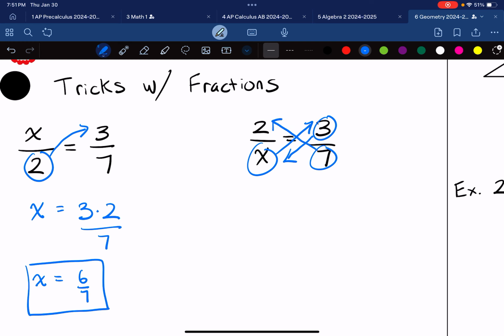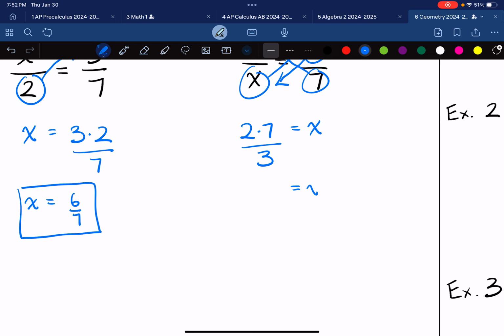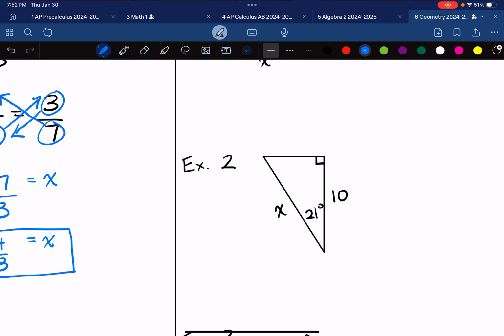I realize this is a lot of arrows, but I can see very clearly that x is going to be in the top right, and then I'm going to have a 2 and a 7 in the top left. So it's going to be 2 times 7 in the top left. And in the bottom left down here, I'm just going to have this 3. And there's my final answer. I can simplify this, of course. I can say that x is equal to 14/3 for my final answer. So we're going to be using this diagonal trick quite a bit in this lesson.